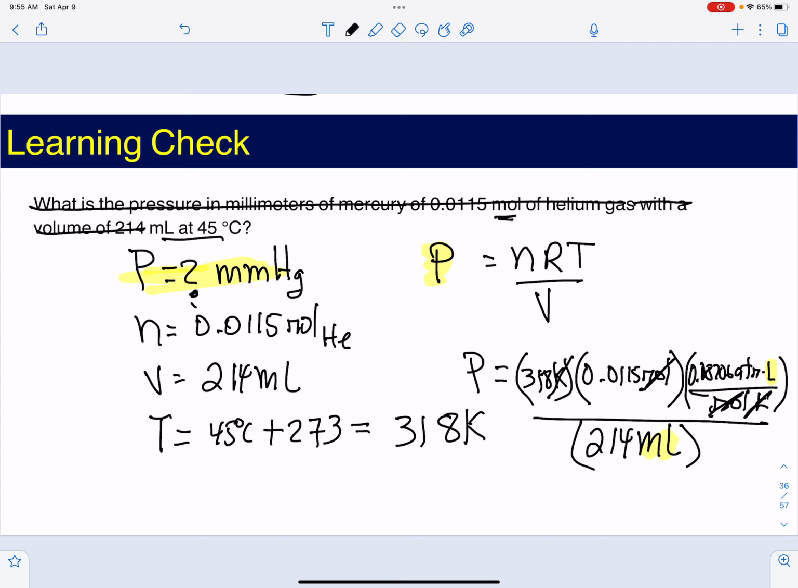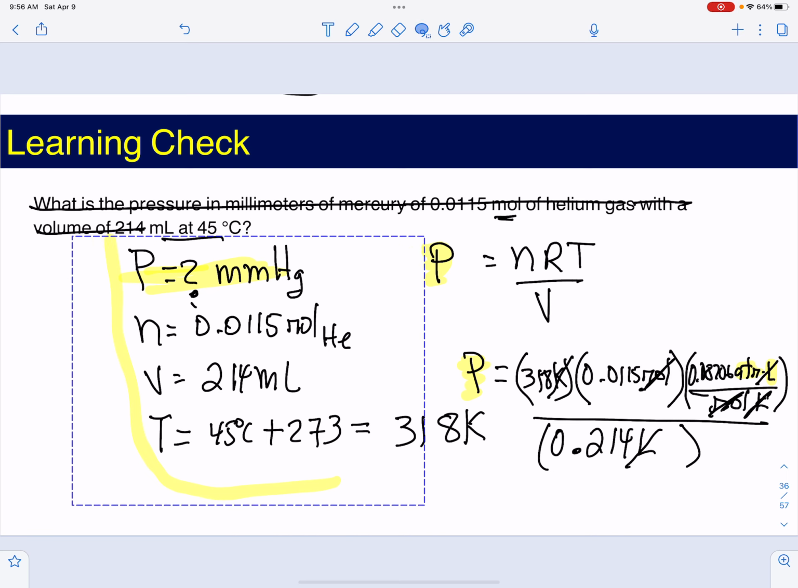And that's going to be 0.214 liters. So we went from liters to liters. Now the liters cancel with the liters. The only remaining unit is atmosphere, which is pressure. So we're looking for pressure. So let's do this problem. Let me go ahead and clear the screen a little bit.